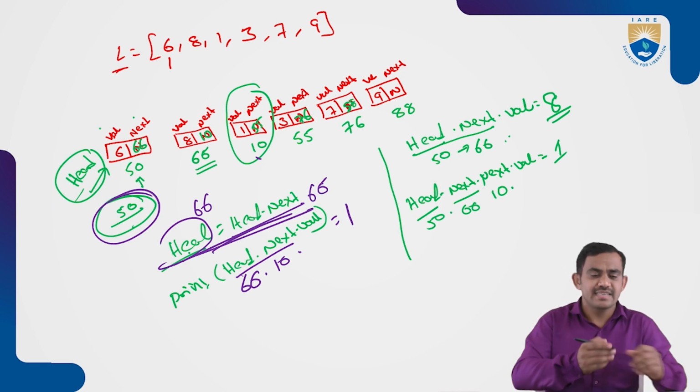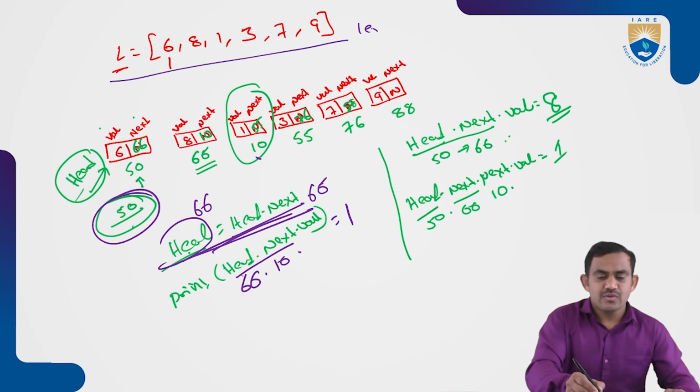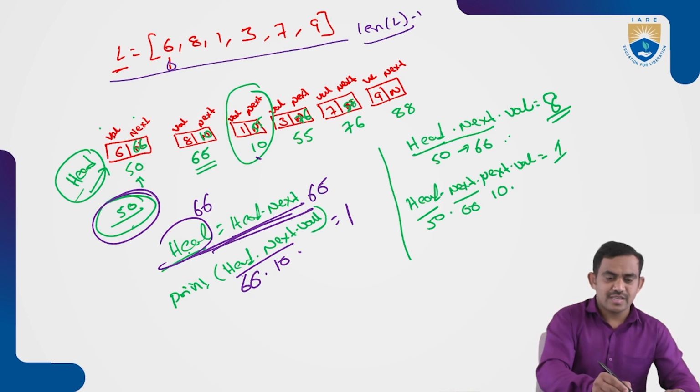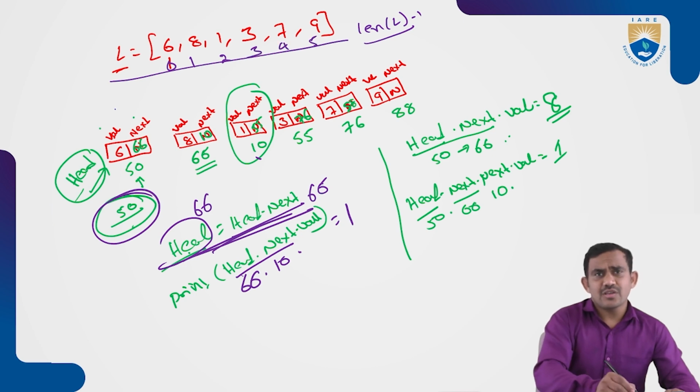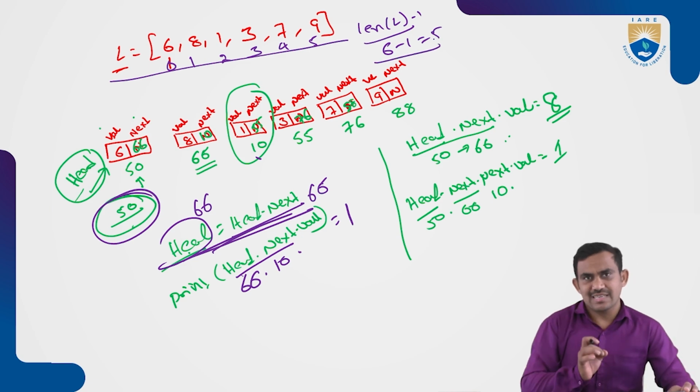Now, guys, one more thing. Sir, suppose I want to travel a list. What is the last end? The length of your list minus 1 is the last index. So 0th index, 1st index, 2nd index, 3rd index, 4th index, 5th index. I want to travel up to the 5th index. So length is 6, minus 1, the 5th index I want to travel. That is the idea with a list.